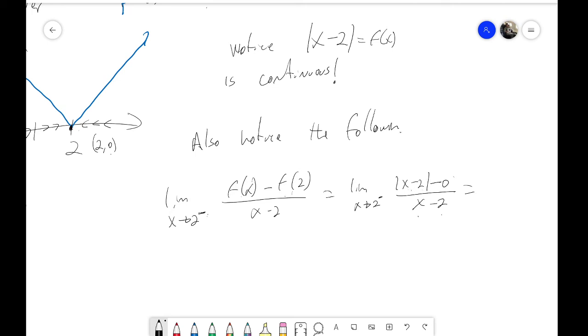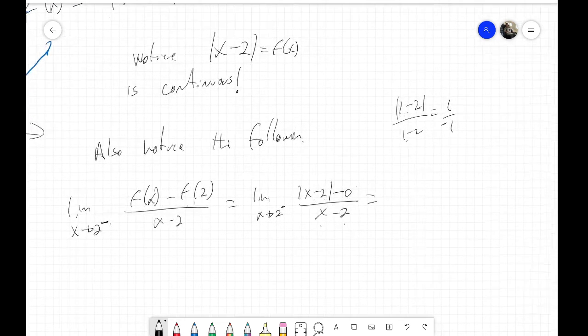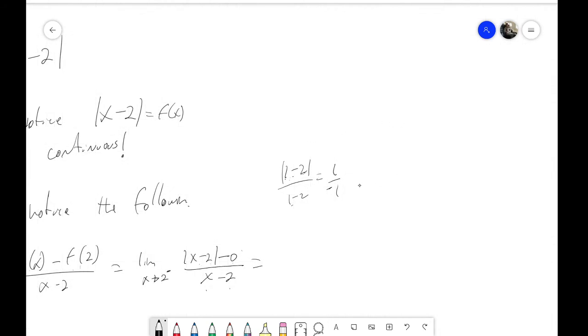Well, if you take 1 for example, then in the top you could disregard the 0. In the top you're going to have 1 minus 2 in absolute value, and in the denominator you're going to have 1 minus 2, right? So 1 minus 2 is minus 1, but in absolute value that's just 1, and in the bottom you're going to have minus 1. This is scrap work on this top side.